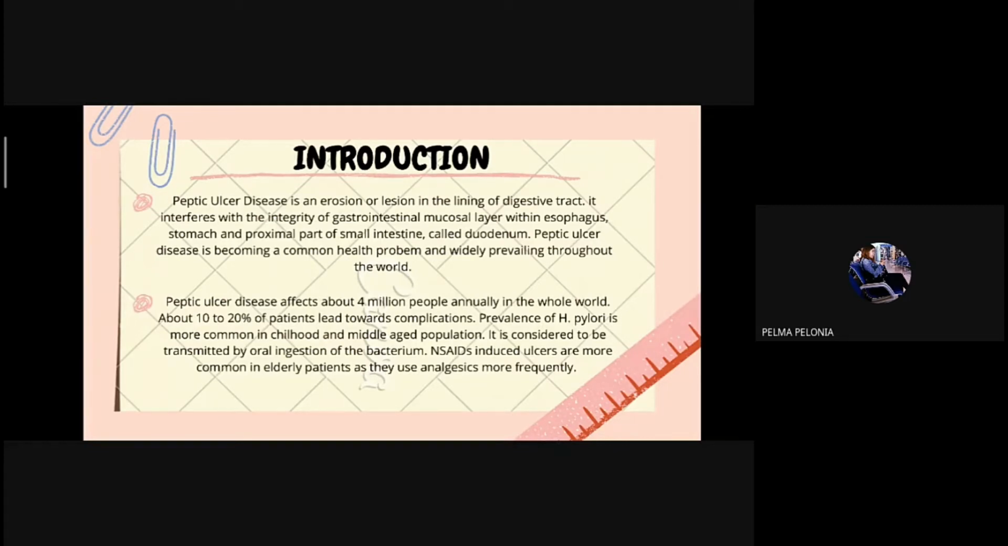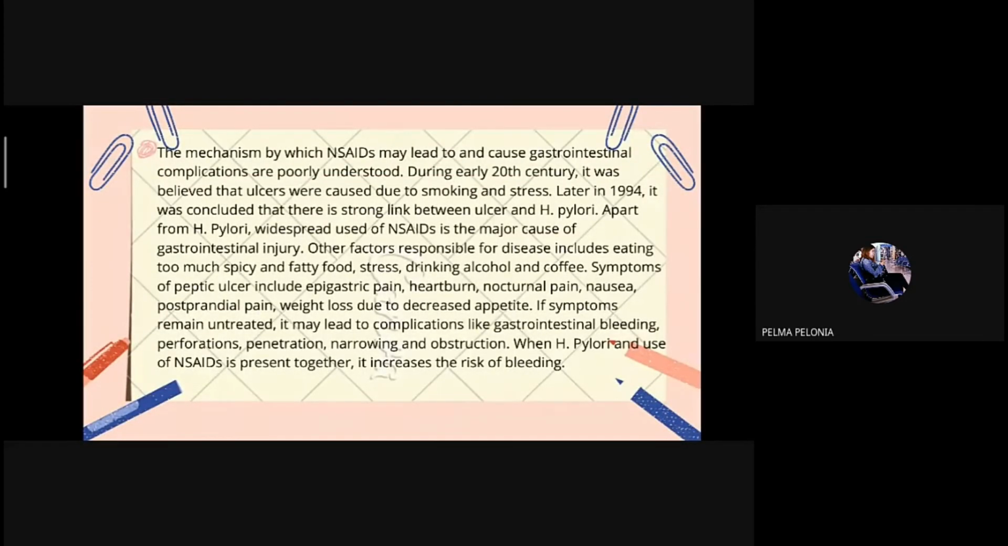Prevalence of H. pylori is more common in childhood and middle-aged populations. It is considered to be transmitted by oral ingestion of the bacterium. NSAID-induced ulcers are more common in elderly patients as they use analgesics more frequently. The mechanism by which NSAIDs may cause gastrointestinal complications is poorly understood. During the early 20th century, it was believed that ulcers were caused by smoking and stress. Later, in 1994, it was concluded that there is a strong link between ulcer and H. pylori. Apart from H. pylori, widespread use of NSAIDs is the major cause of gastrointestinal injury.